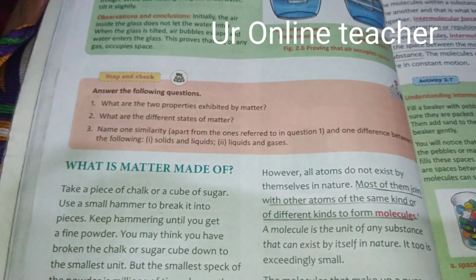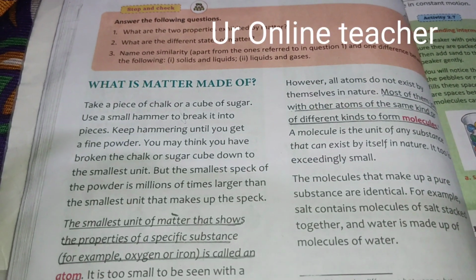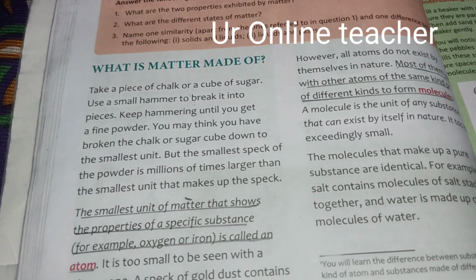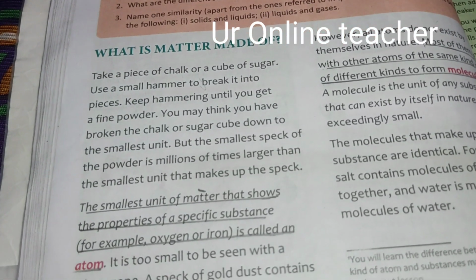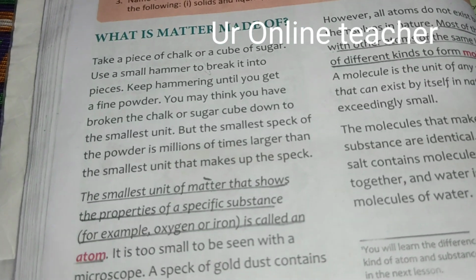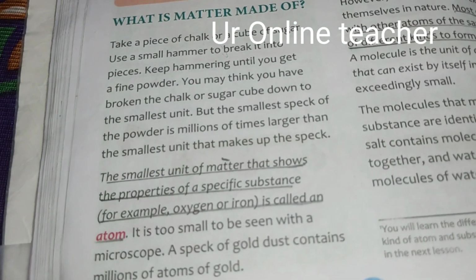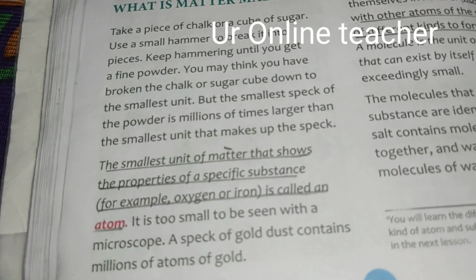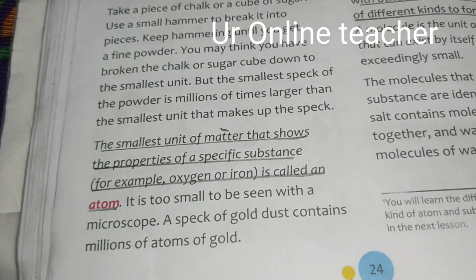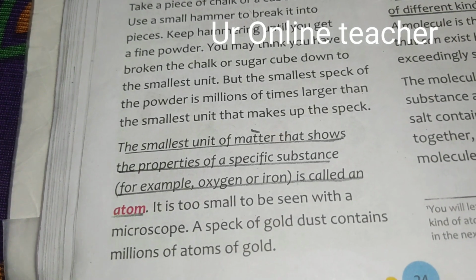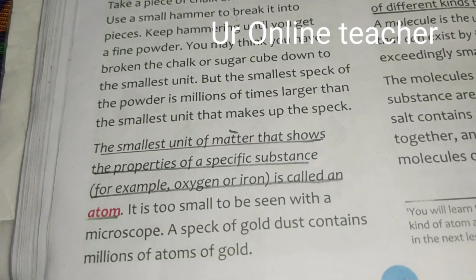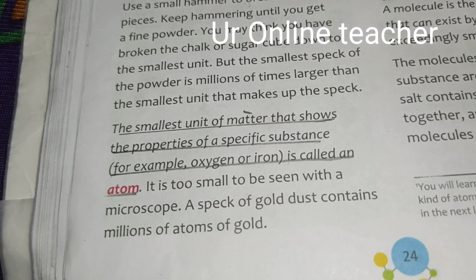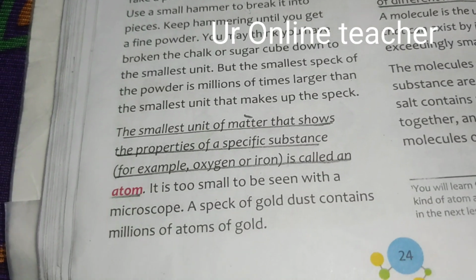Then, what is matter made up of? Take a piece of chalk or a cube of sugar. Use a small hammer to break it into pieces until you get fine powder. Then you have to break the chalk or sugar cube down to the smallest unit. But the smallest speck of powder is millions of times larger than the smallest unit that makes up the speck. When we make it into a very small particle, that small particle we cannot make smaller again. That is the smallest unit of matter that shows the specific properties of the substance, and it is called an atom.